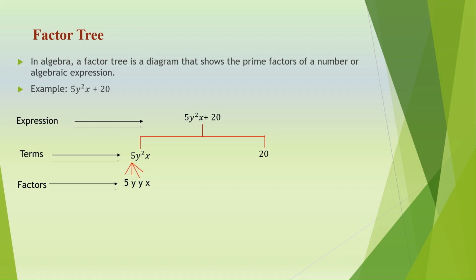First we will write the expression. An expression consists of numbers, constants, variables and mathematical operations. Then we have to classify the terms. And then after classifying the terms, we have to draw the factors because we are drawing a factor tree.